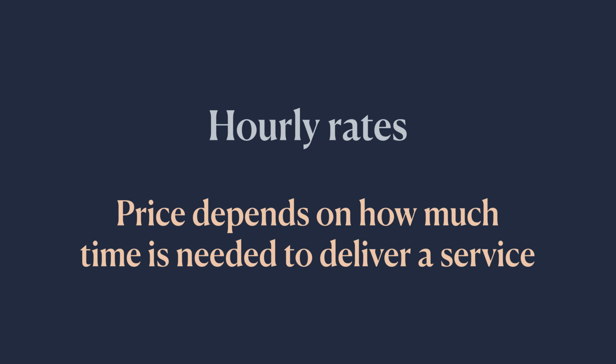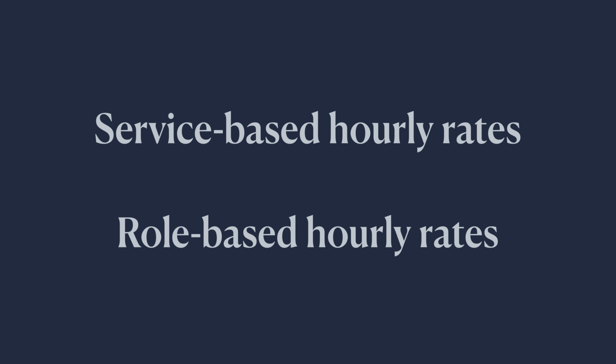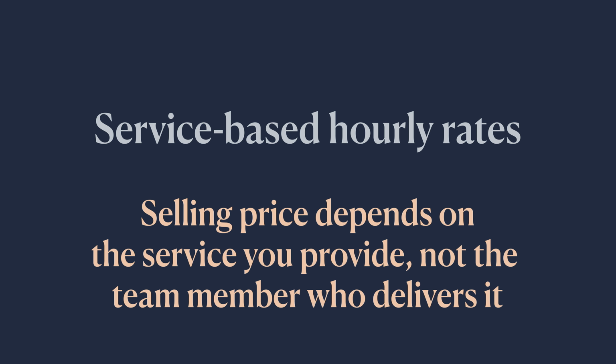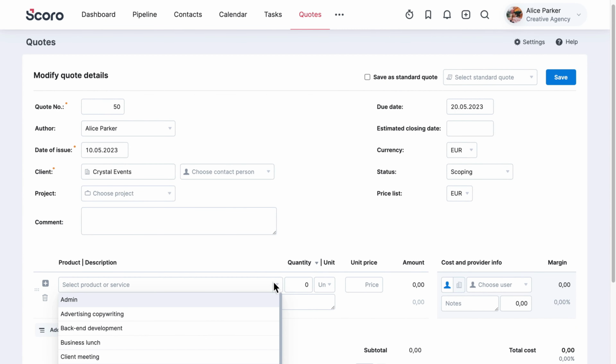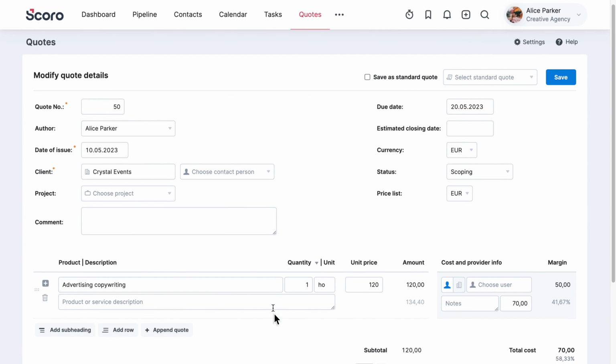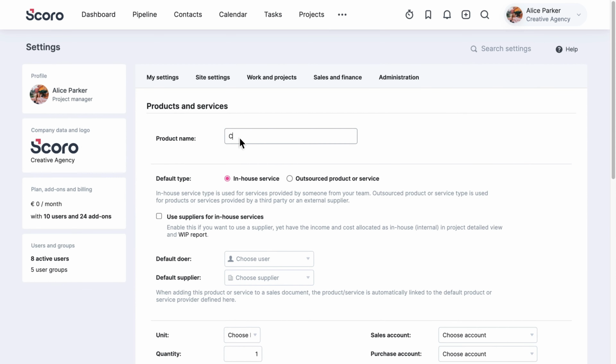Hourly rates are used when the total price depends on how much time is needed to deliver a service. You can use service-based hourly rates and role-based hourly rates in Scoro. Use service-based hourly rates if the selling price depends on the service you provide, not the team member who delivers the job. For example, a copywriting service may have an hourly rate of $120, regardless of whether a senior or a junior copywriter is involved in performing the work.